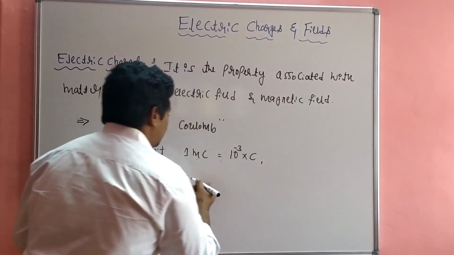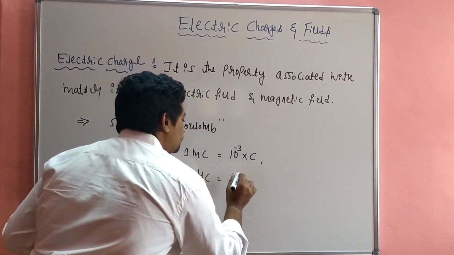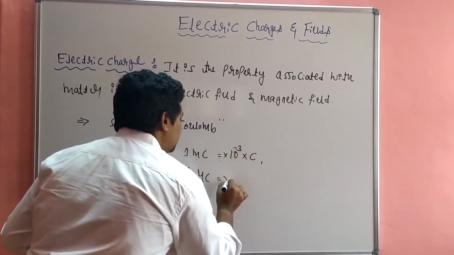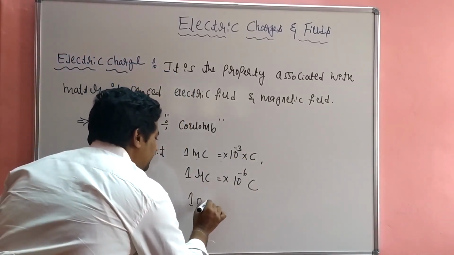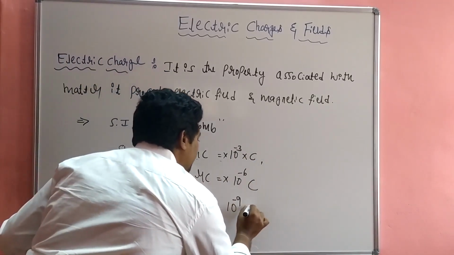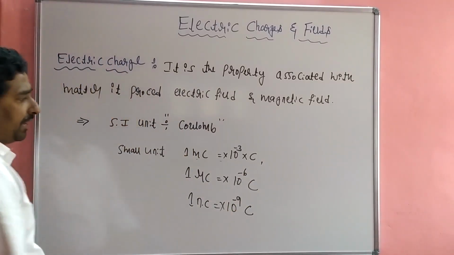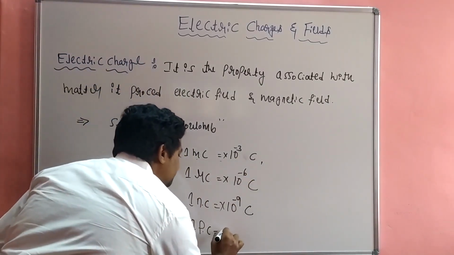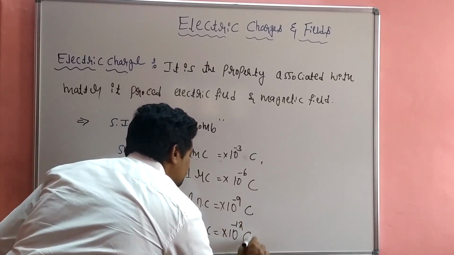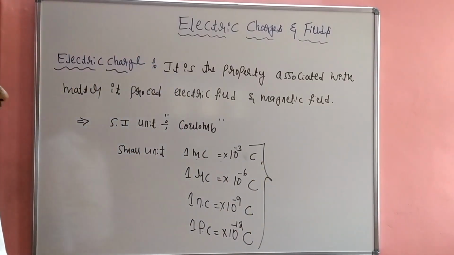Next is micro. Micro is converted by multiplication with 10 to the power of minus 6. Then nanocoulomb. 1 nanocoulomb is equal to multiplication with 10 to the power of minus 9. Then picocoulomb. 1 picocoulomb is equal to multiplication with 10 to the power of minus 12. These are some small units for conversion of the SI unit.